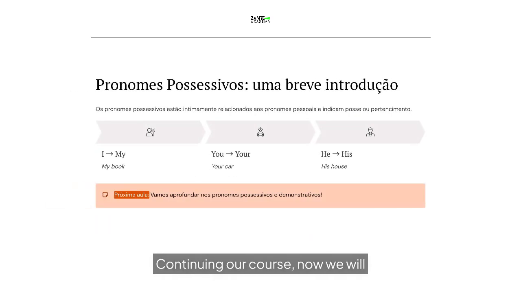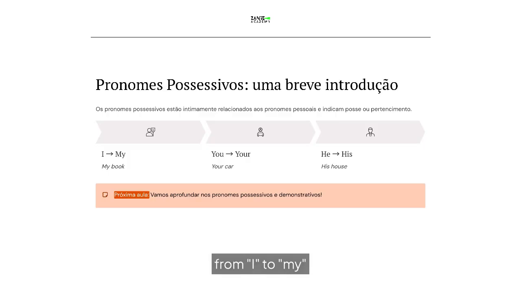Continuing our course, now we will introduce possessive pronouns, which are closely related to the personal pronouns we've discussed. Understanding possessive pronouns is essential because they show ownership or belonging, adding another layer to your English communication skills. Let's break this down with some simple examples. When we say I, we can express possession by adding my. So, my book indicates that the book belongs to me. Notice how this small change from I to my clearly shows who owns the book.